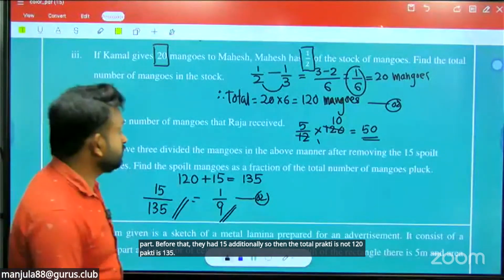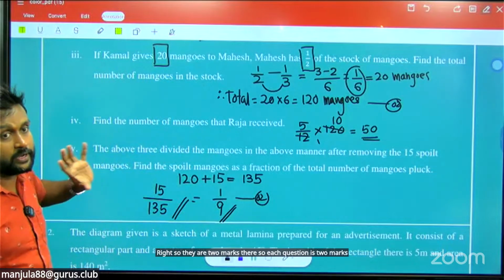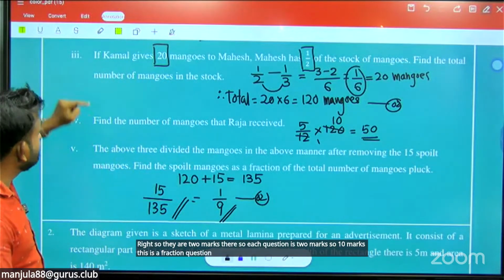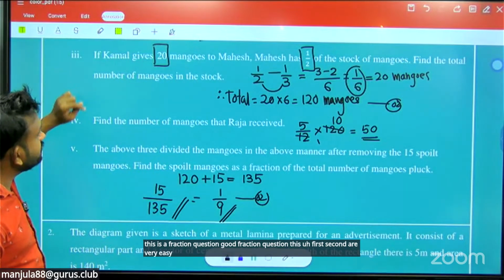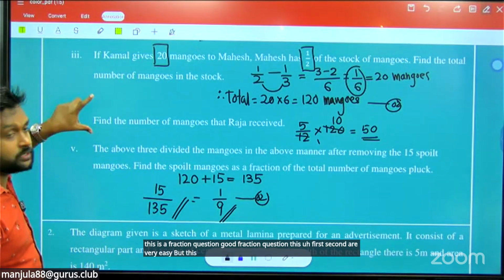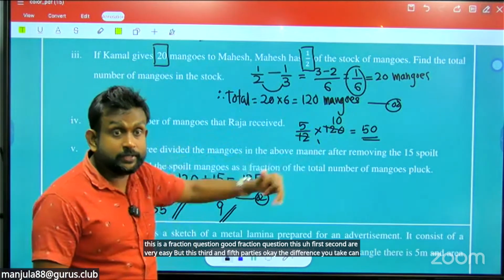Right, so here two marks there. Each question is 2 marks, so 10 marks. This is a fraction question, a good fraction question. The first and second are very easy, but this third and fifth part is a bit tricky. The difference you take is equivalent to that mango count. See that concept.